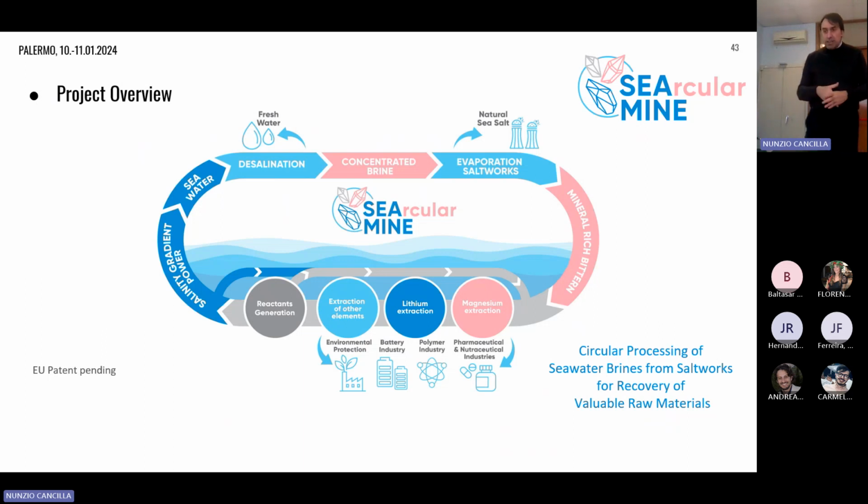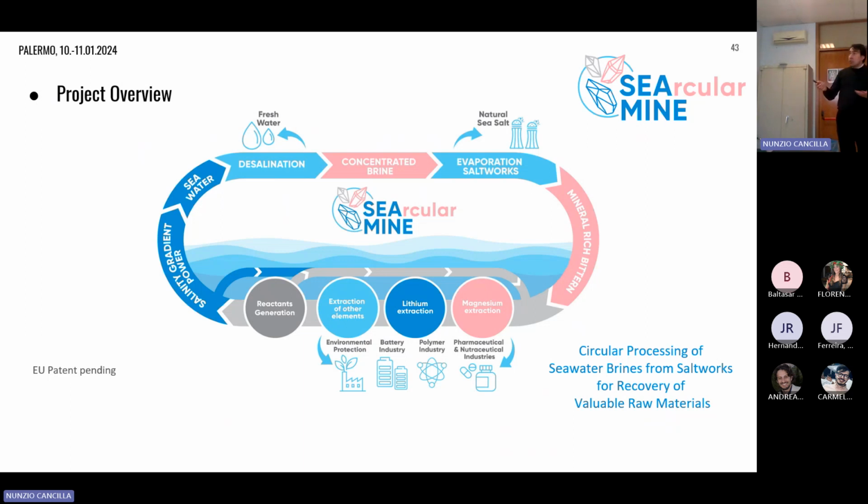But it's very relevant even to the case of this fast track school, because you see from this circular diagram that you may start from seawater. You go to a desalination facility, so you process seawater, and you get a concentrated brine. Now the point is this: what do you do with this concentrated brine? Within the Circular Mine project, the idea is that the concentrated brine can go directly to a traditional salt work, so a traditional evaporation pond, where you produce sea salt.